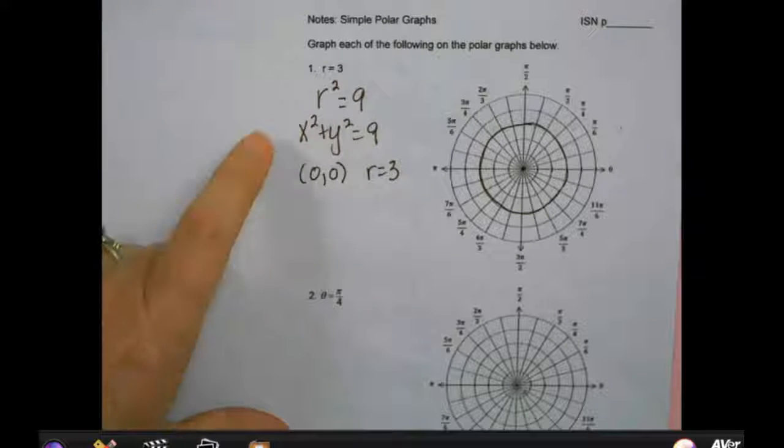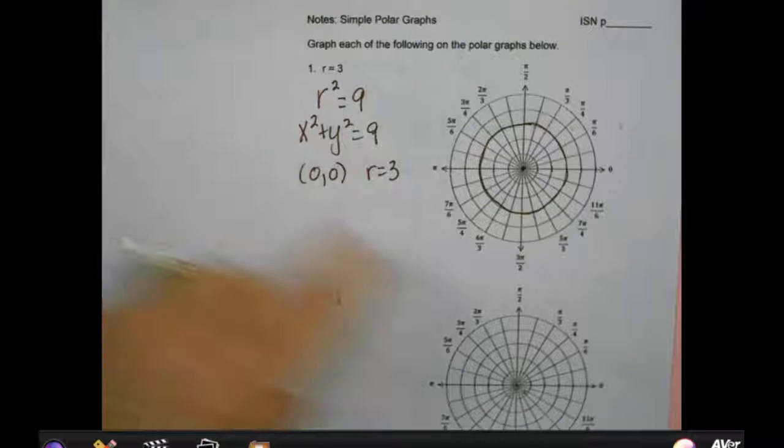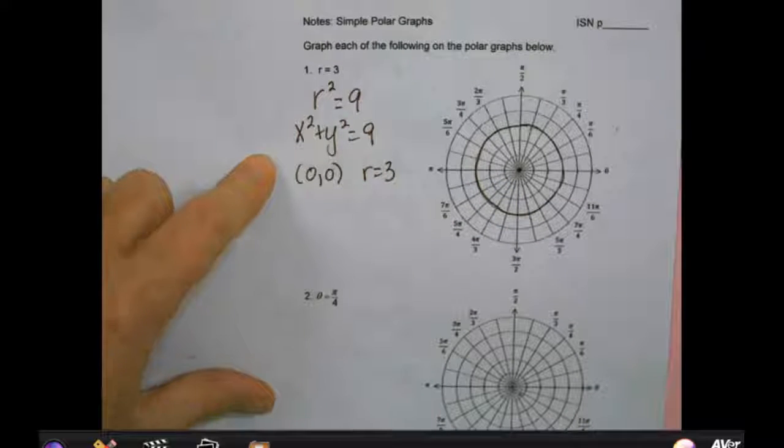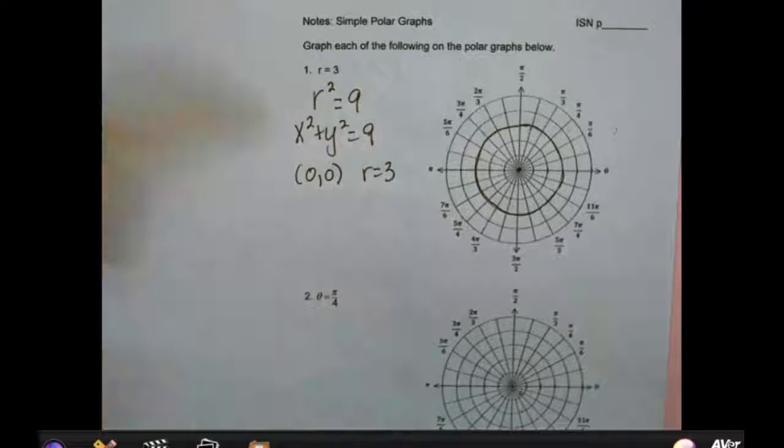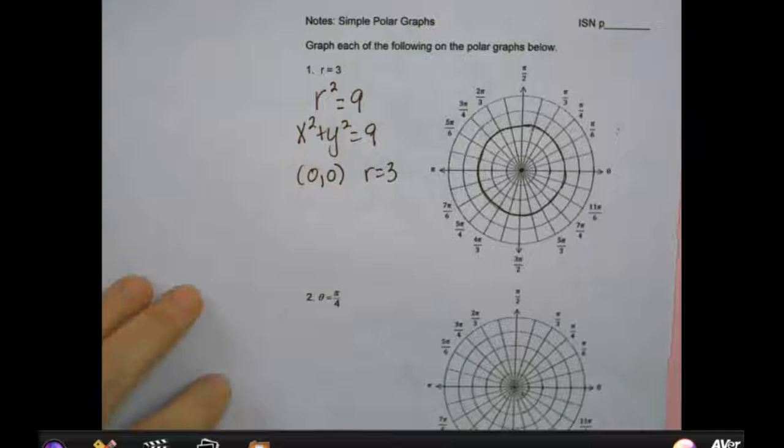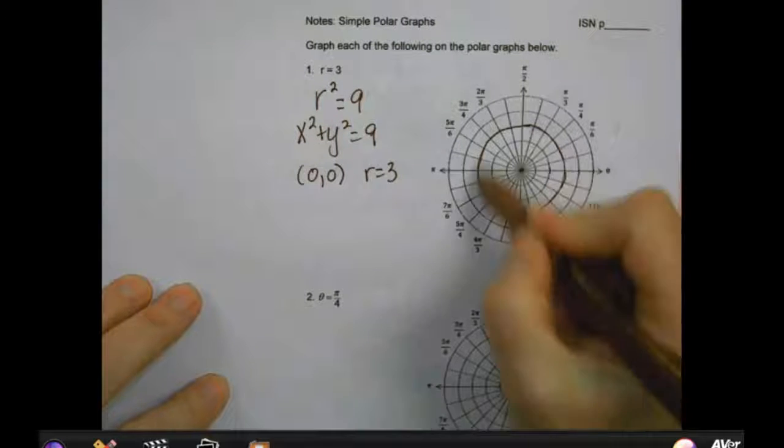So the reason that I did this is because on the test you're going to take, you have to write the rectangular and graph it. So we're just going to practice that way. Okay? I just graphed the circle.